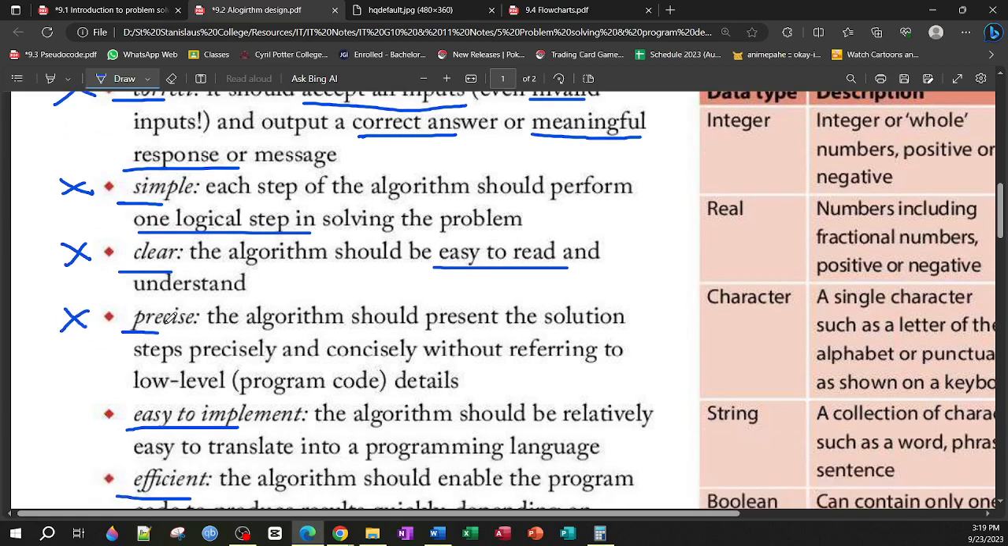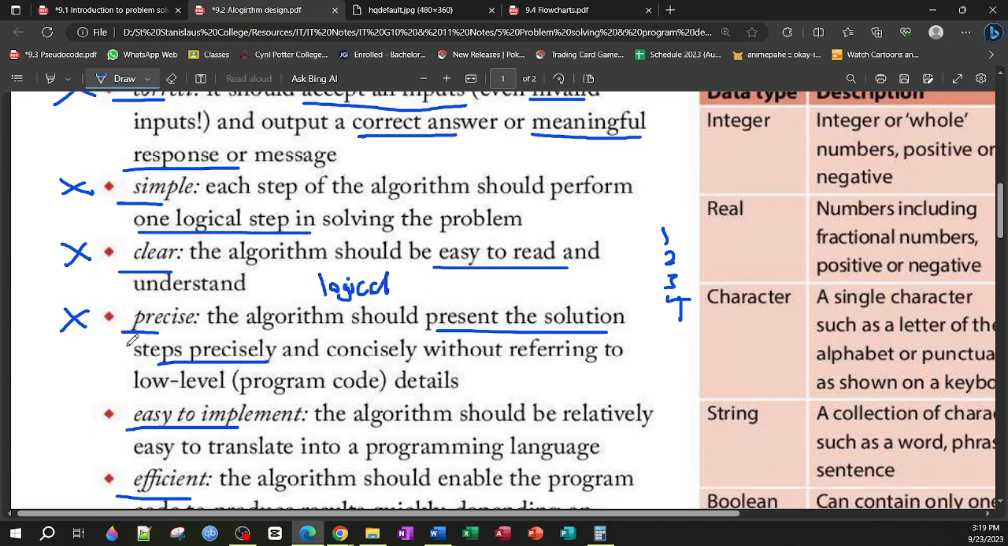Four, we need to be precise. The algorithm should present the solution steps precisely and concisely without referring to low-level code, programming code. So, precise steps, once again, they're going in order. Step number 1, 2, 3, 4. It must be logical. That's the first thing we need to take into consideration. The steps must be in the logical order. So you can't say fry the onion and then say peel the onion. It must be in the logical order.